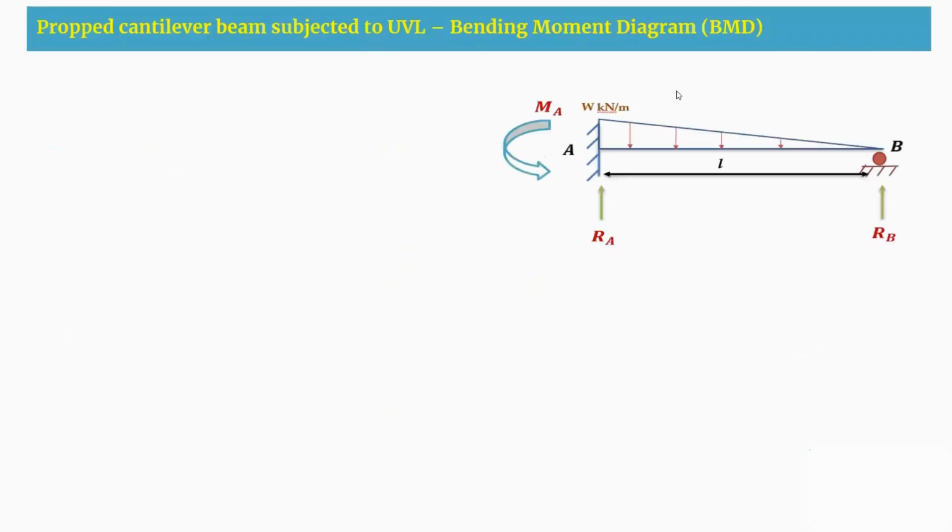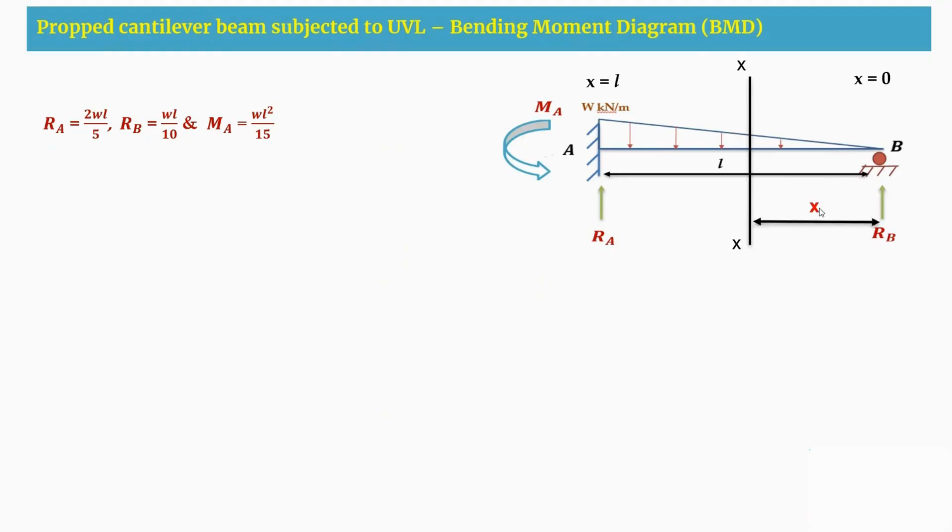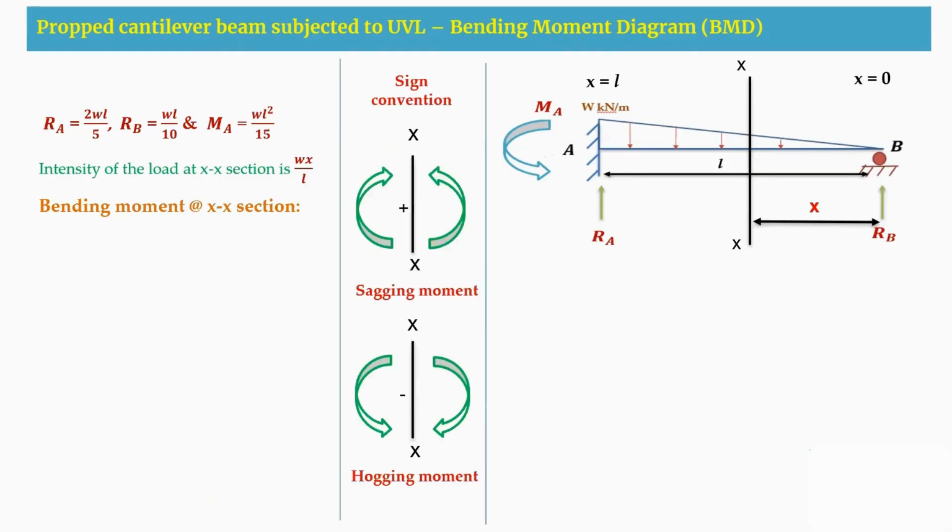In the same way, I am going to consider this propped cantilever beam. For this propped cantilever beam, these are the reactions and the moments. Now I am going to take the limits to be X is equal to 0 to X is equal to L. And here is a section I am considering. So this is section X, and the intensity of the load here is Wx by L for this section. Now I am going to write the bending moment at section XX. For that we are going to see the sign convention now.